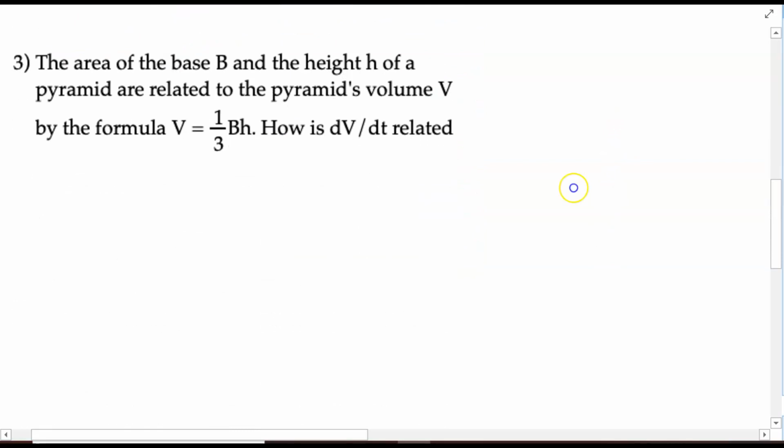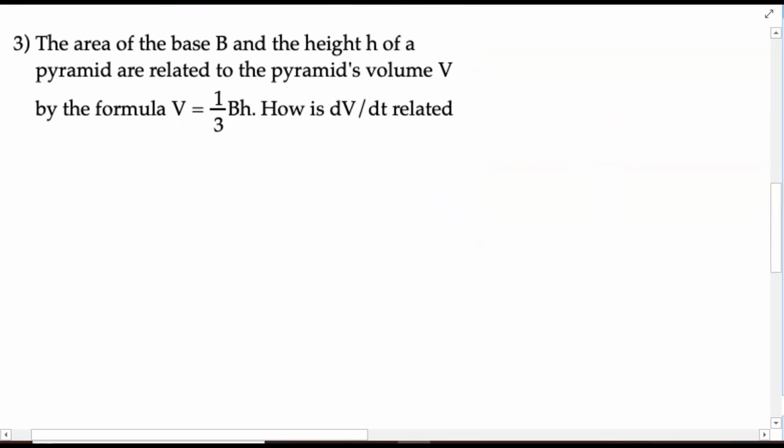Let's take a look at one last example here, just for good measure. I think it's good practice. This one says the area of the base B and the height h of a pyramid are related to the pyramid's volume V by the formula V equals 1/3 of the base times the height. And then it says, how is dV/dt related to, and this was cut off for some reason, so let me write that in, how is dV/dt related to dh/dt if the base B is constant?